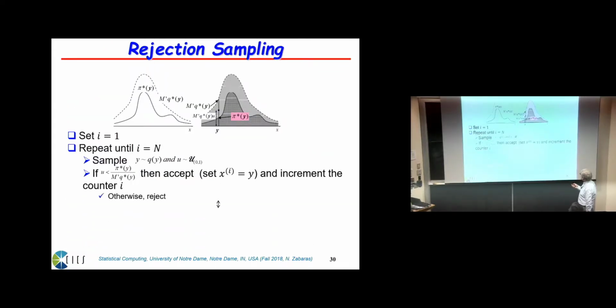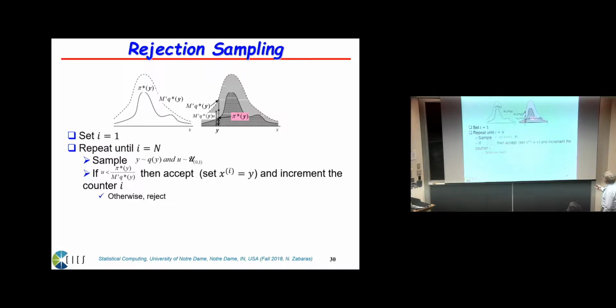So this is, by the way, schematically the algorithm. You pick a y. This point here is pi star of y. This point here is M prime q star of y, evaluated at that y. So that's this M prime times the proposal distribution that dominates pi.